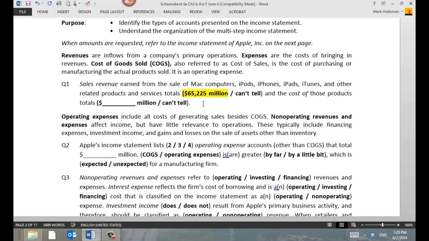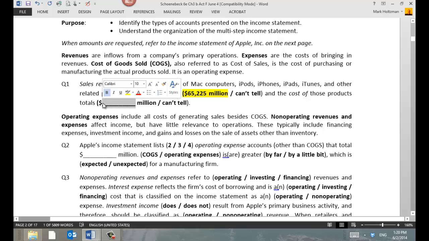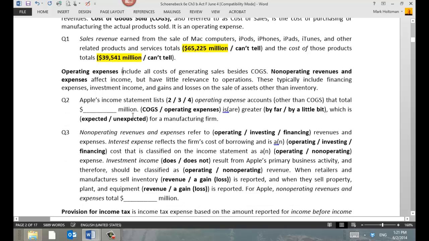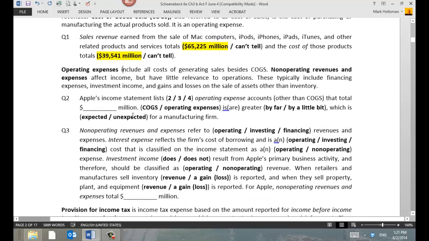The cost of those products is what? $39,541. So operating expenses include all the costs of generating sales besides the cost of goods sold. Non-operating revenues and expenses have very little to do with your operations.